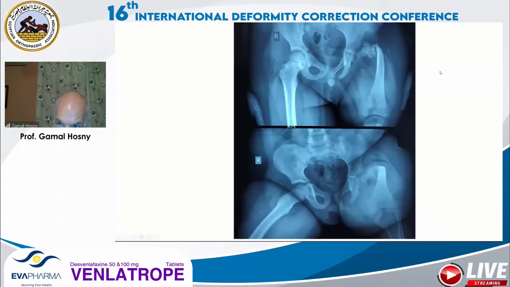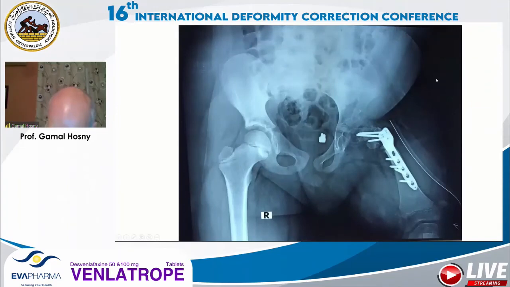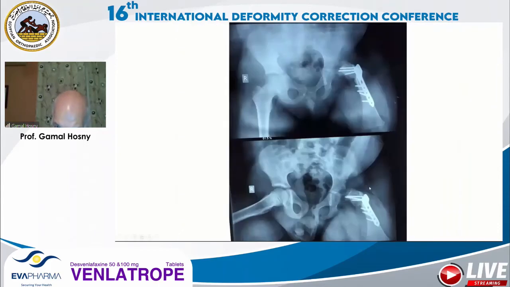And the valgus osteotomy. Remember that you have retroversion and you can correct it at the same time as correction of the angle. We usually use the valgus or varus plates. It makes your life easier.